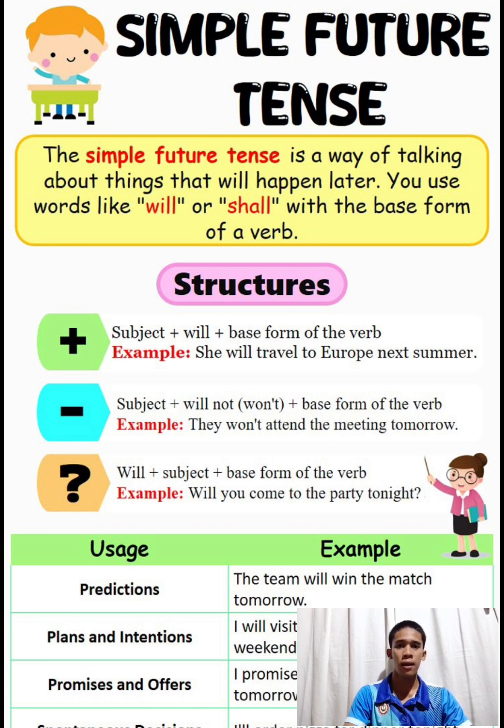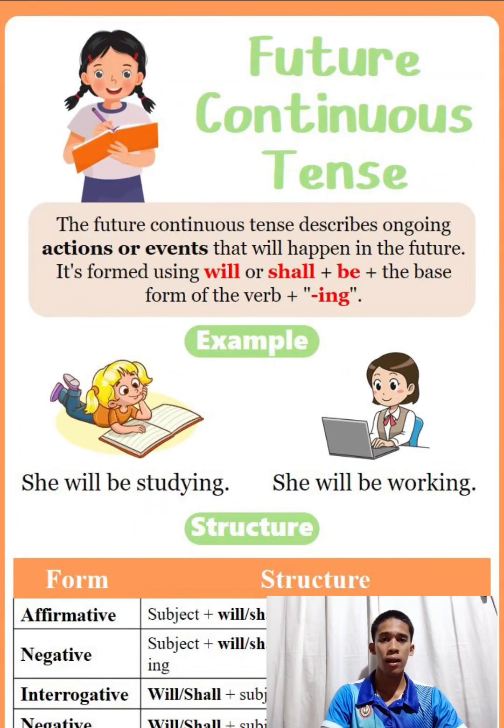The next is it can also be used in promises and offers. It can be used to make promises or offers. So here is an example. I will support you in the event. So he or she is making a promise that he or she will support you in the event. So without further ado, let's move on to the future continuous tense.